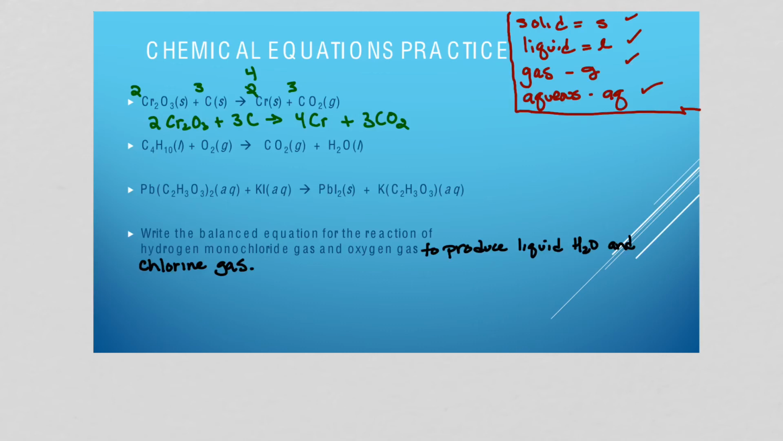So we've added our coefficients, and now we have a balanced equation with 4 chromiums on each side, 6 oxygens on each side, and 3 carbons on each side. Okay, let's try another one.